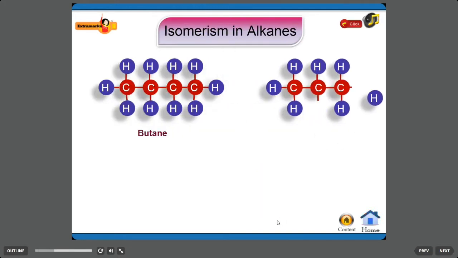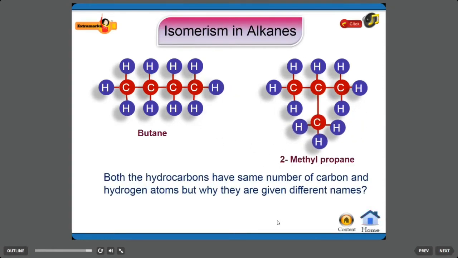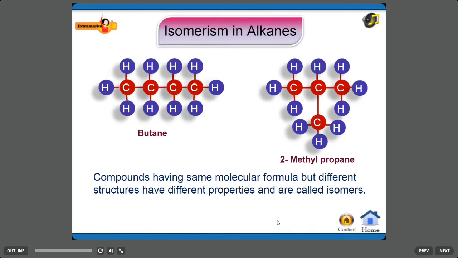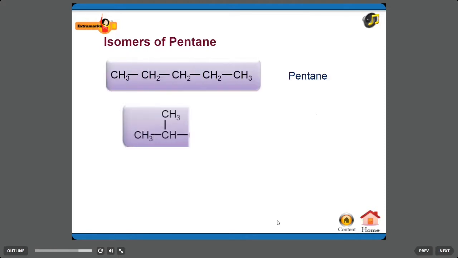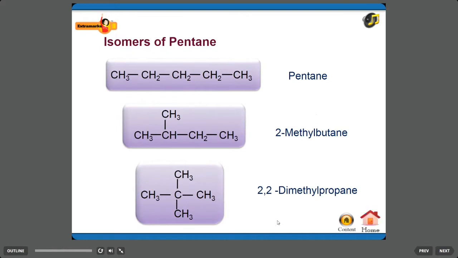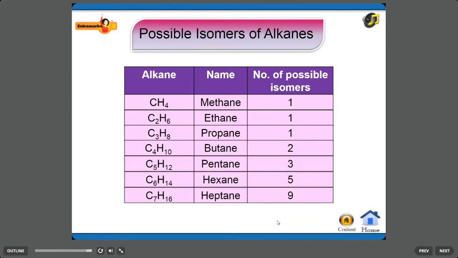Moving on, we will now study about the isomerism in alkanes. If both the hydrocarbons have the same number of carbon and hydrogen atoms, then why are they given different names? It is because the compounds having the same molecular formula but different structures have different properties and are called isomers. Here you can see all the possible isomers of pentane, namely pentane, 2-methylbutane, and 2,2-dimethylpropane. This table shows you the number of possible isomers of the first 7 alkanes.